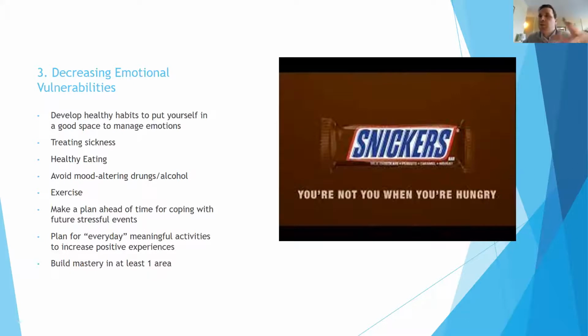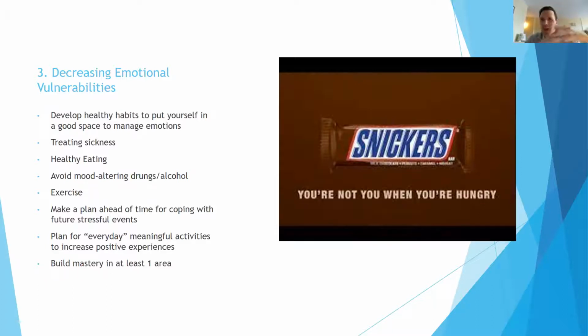In DBT, we have a PLEASE skill. It's physical health, eating, avoiding mood altering drugs, sleep, and exercise. But it's putting yourself in a good spot so that when that difficult event happens, you can regulate easier. It's hard enough when I get that flat tire to manage my emotions about that. It's even harder if I haven't gotten sleep the previous day or whatever it is.